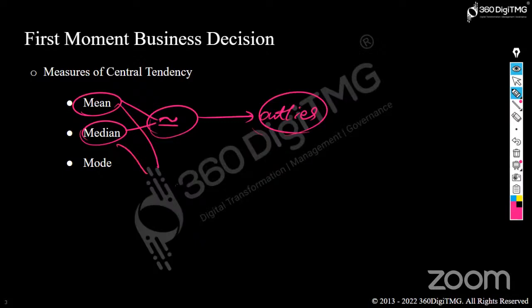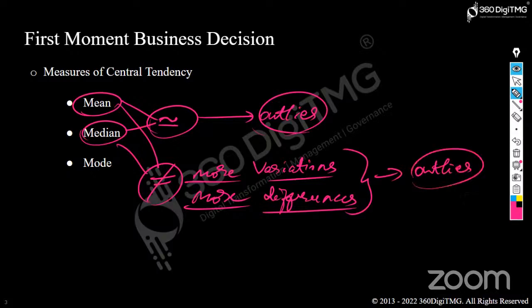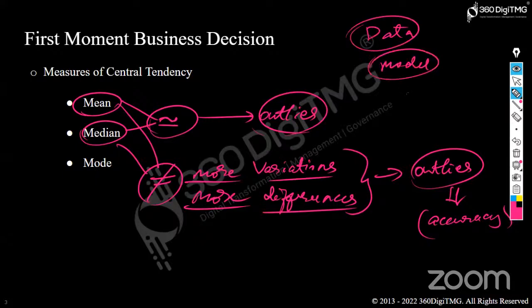If these two are not equal, and you have more variation, more differences, then what do you say? There exists an outlier, which affects accuracy. The day we started to analyze the data, use it for a model and get some accuracy, we are doing all of this just to increase the accuracy.